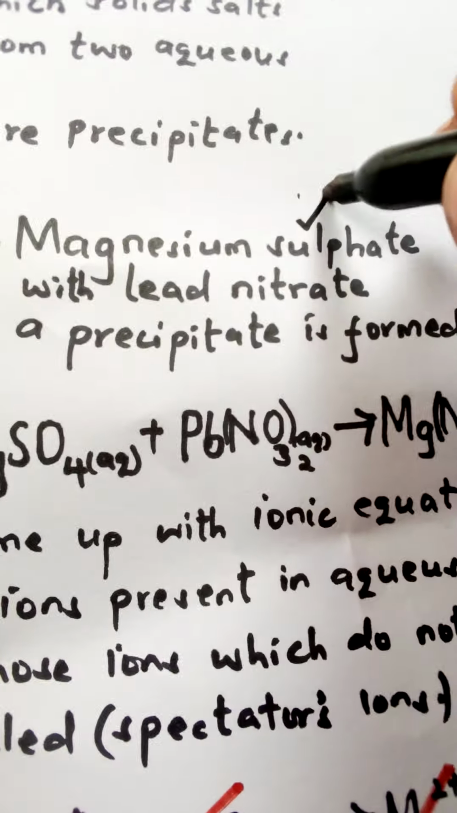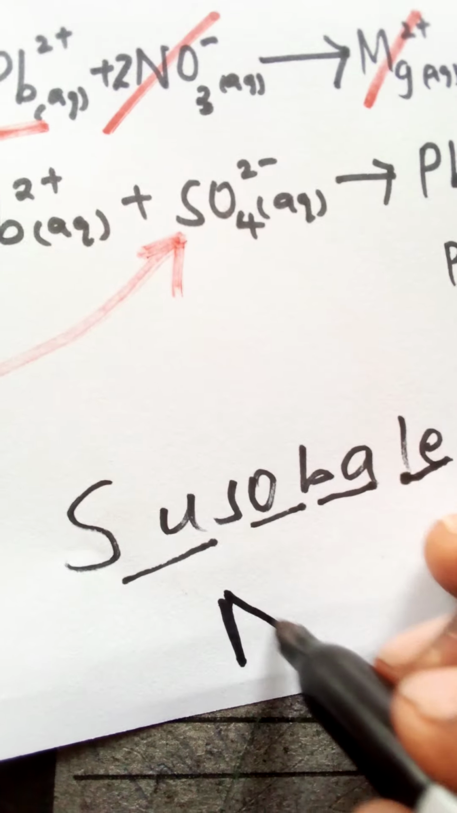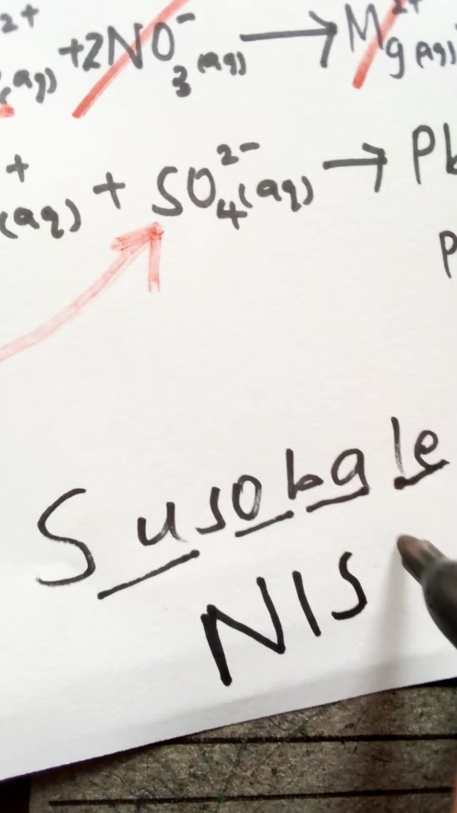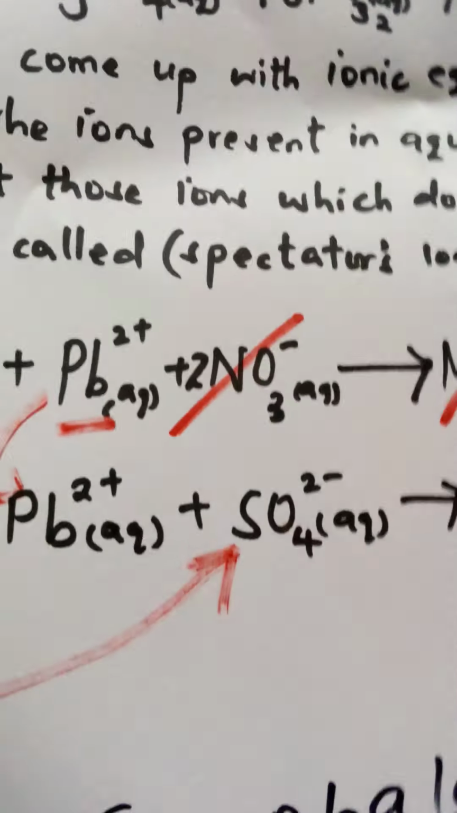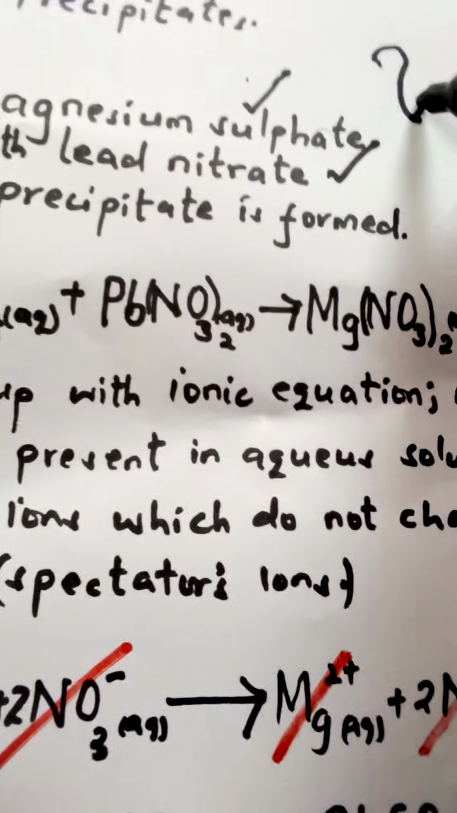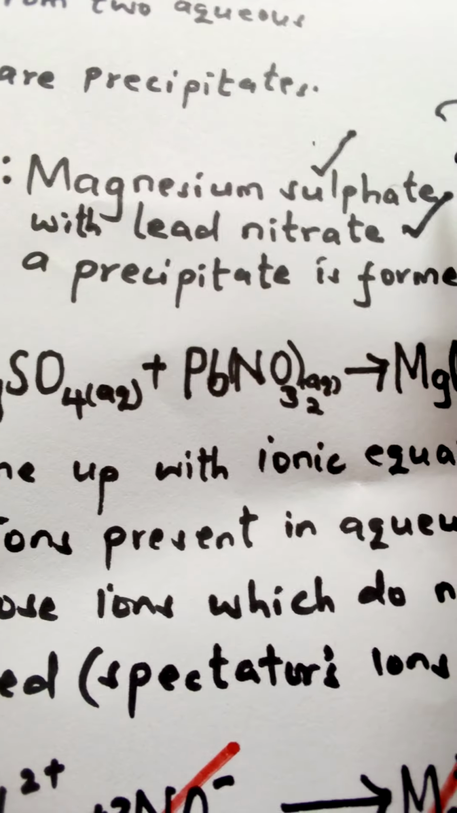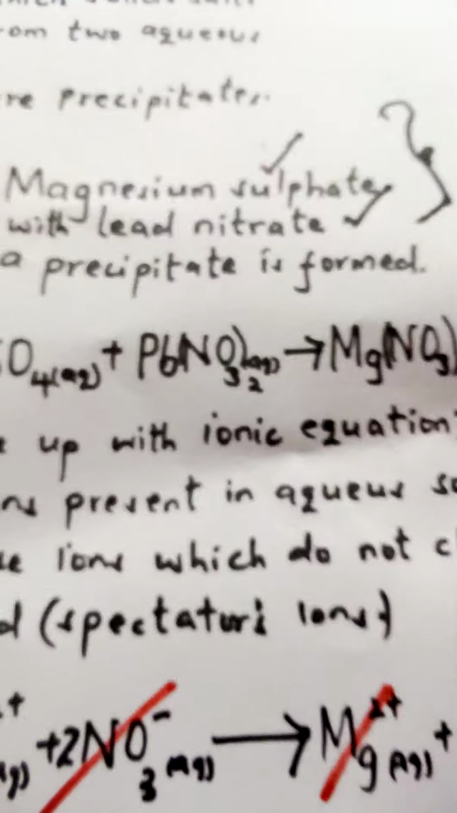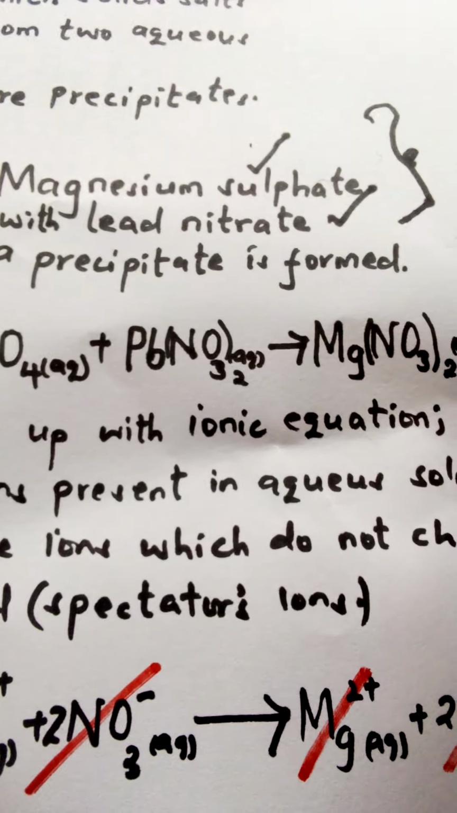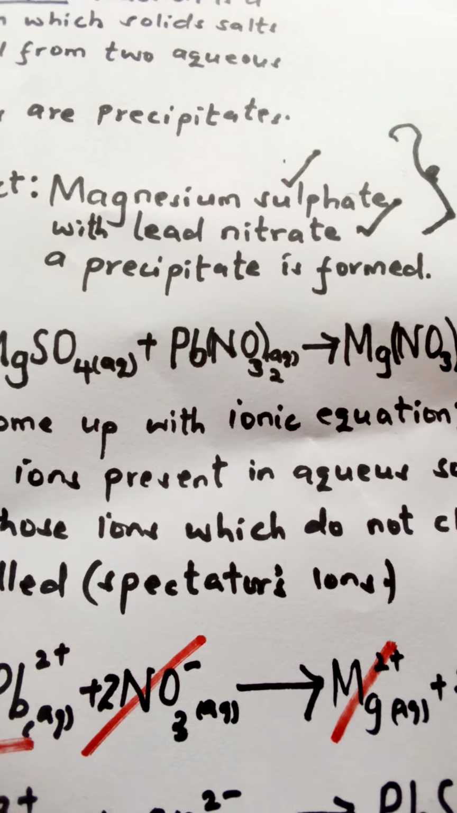So this means that magnesium sulfate exists as a solution, and we say that all nitrates are soluble. All nitrates are soluble. We say this is 'NiSo', that is, all nitrates are soluble. So it means that the nitrate of lead is soluble. So we have two aqueous solutions, that is magnesium sulfate and lead nitrate. If we react these two solutions, a precipitate is going to be formed. This precipitate is what we call lead sulfate.